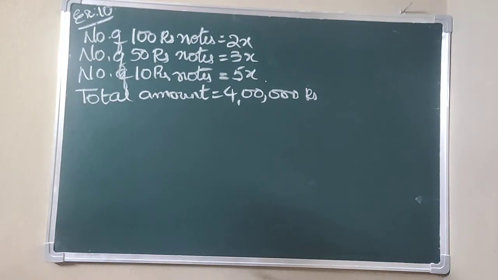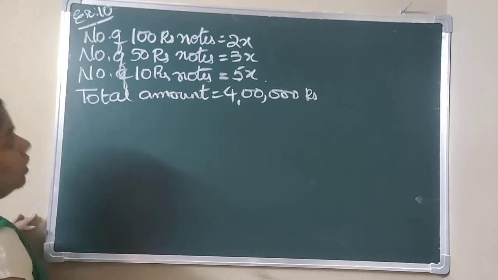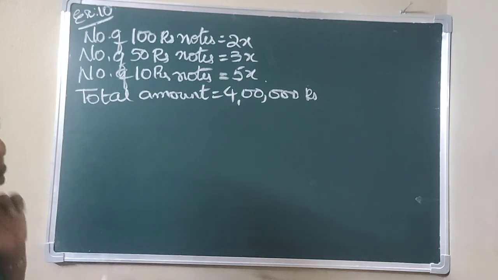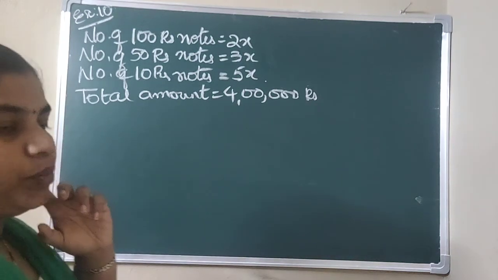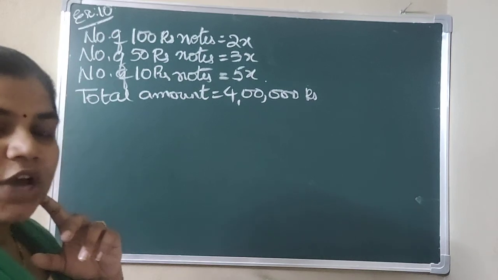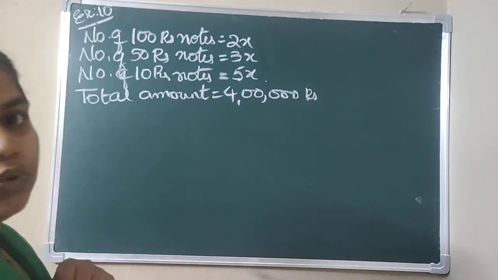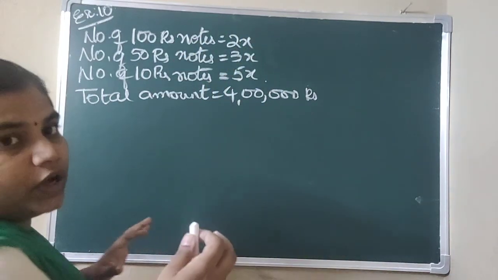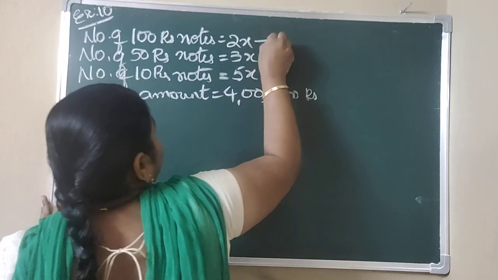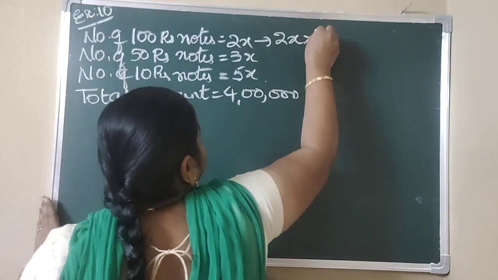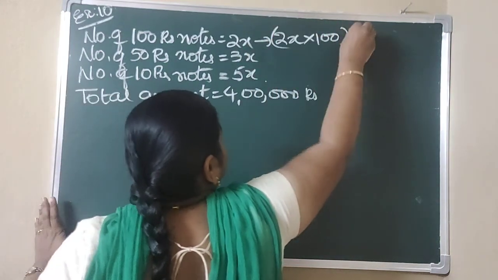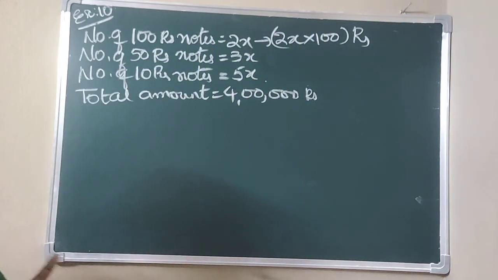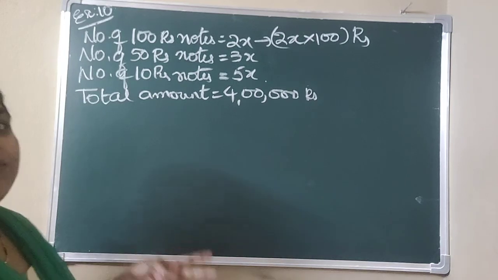So the amount of 100 rupee notes. What is the amount for the 100 rupee notes? For a 100 rupee note, it will be 100 rupees. If you are having 200 rupee notes, it will be 200 rupees. In the same way, they are having 2x number of 100 rupee notes, so it will be 2x into 100 rupees. In the same way, for a 50 rupee note, it will be 50 rupees.